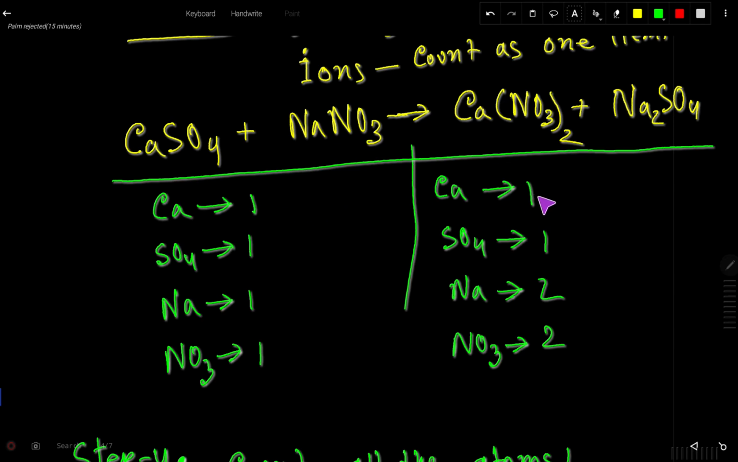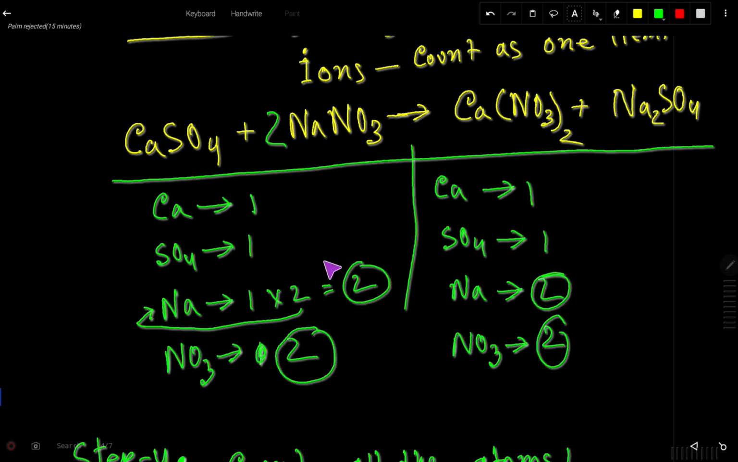Now calcium 1 was already balanced, sulfate 1 is balanced, sodium here 2, here 1, so you need to multiply by 2, that gives you 2. This 2 must come before this sodium, that is here. If you place 2 here, the number of sodium is 2, the number of nitrate is 2, so you need to update the number of nitrate, that is 2. Now look, nitrate 2, 2, sodium 2, 2, sulfate 1, 1, calcium 1, 1. So this is the balanced chemical equation.